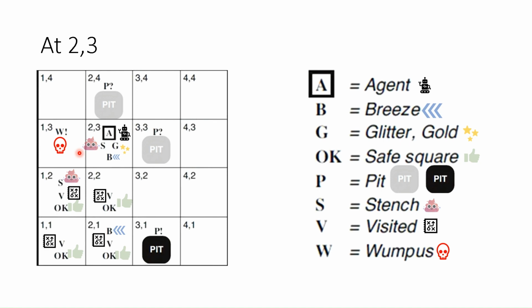Now, how do we go back home to 1 comma 1? You can either go from 2 comma 3 to 2 comma 2, followed by 2 comma 1, followed by 1 comma 1, or 2 comma 3, 2 comma 2, 1 comma 2, 1 comma 1. It really doesn't matter, it's the same length. So yeah, that's how you beat the game.